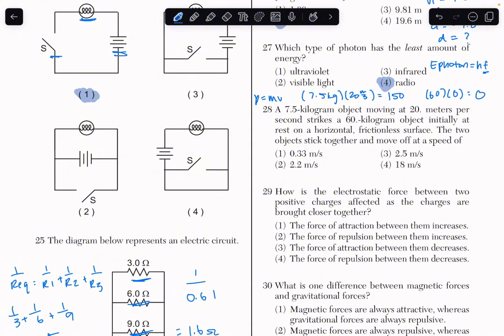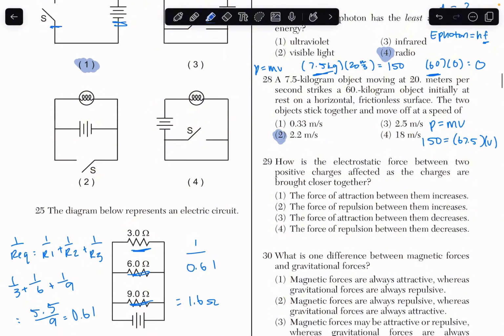So the momentum after the collision has to also be 150. After the collision, the objects stick together, meaning the masses combine. So in order to calculate the speed of the objects once they combine, we just rewrite our P equation with the new mass of 67.5. P equals mv. We know that the P, the 150, stays the same. So 150 equals 67.5, because these two masses combine, times v. And once we solve that, we're going to get a velocity of 2.2 meters per second.